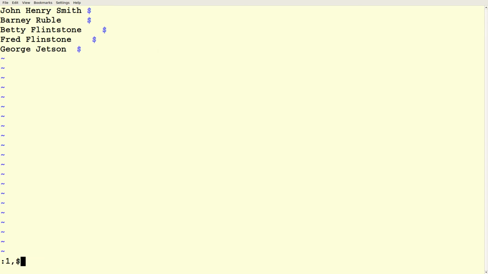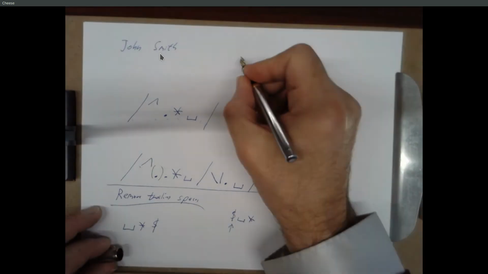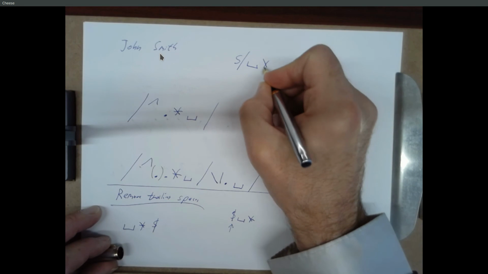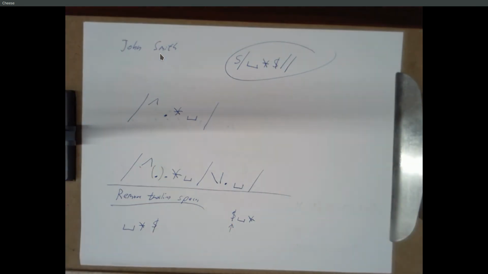So on every line, substitute space star $ with nothing. You ready for this? Bang. Perfect. So substitute space star $ slash slash. So that wipes out trailing spaces. Good.